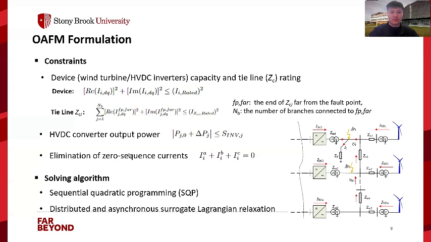The second constraint is that the power reference of HVDC inverters should not exceed their capacity. This ensures that the HVDC inverters operate within their safety limits and prevent overloading or damage. The third constraint is the nullification of zero-sequence currents. OEFM can be solved by the sequential quadratic programming method in a centralized manner, or by distributed and asynchronous surrogate Lagrangian regularization to further speed up the calculation.